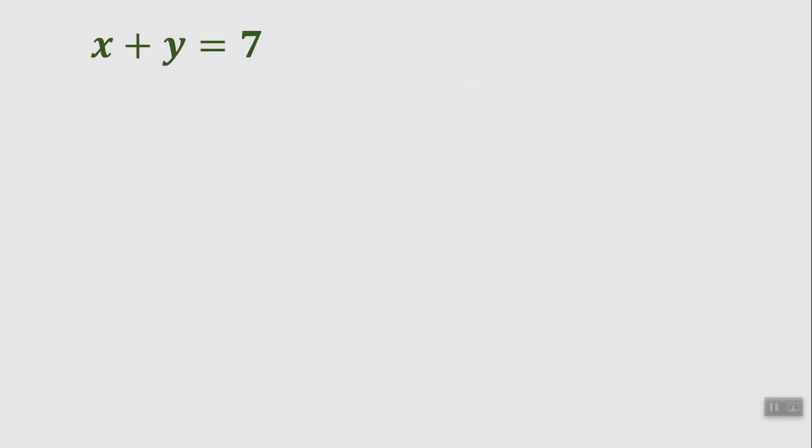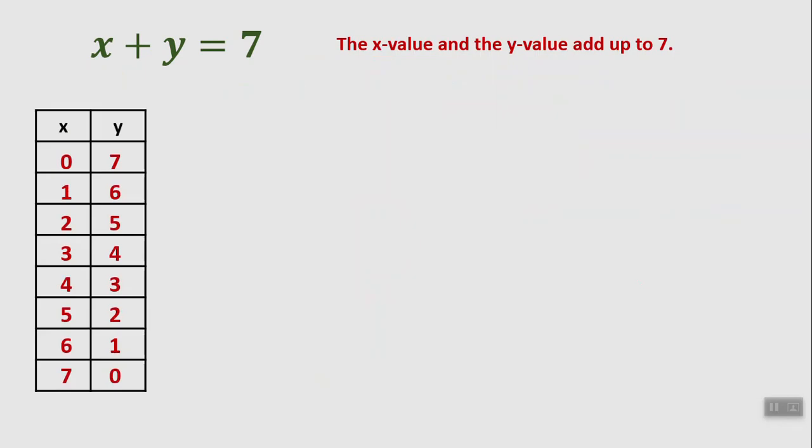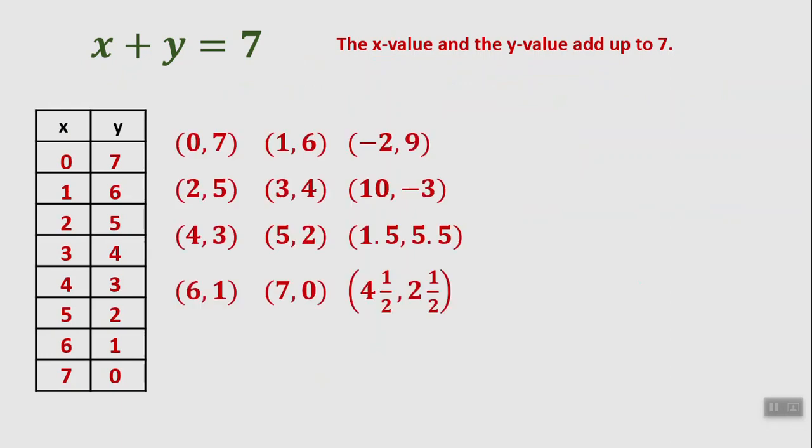In class today we talked about the relation x plus y equals 7. It's an equation that relates the two unknown quantities x and y. We talked about how these two relate. The x value and the y value add up to 7. And then we came up with a table of values where the x and y value add up to 7, and we know that those are another way of writing ordered pairs with an x and a y value.